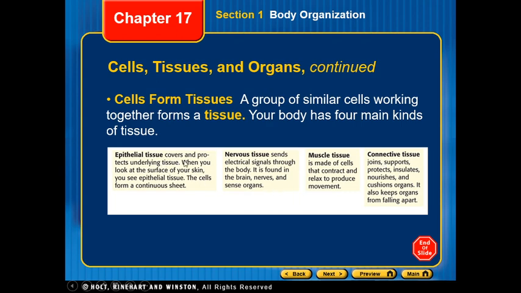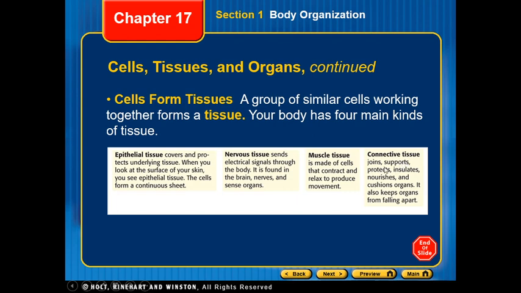Epithelial tissue covers and protects underlying tissue. When you look at the surface of your skin, you see epithelial tissue. The cells form a continuous sheet. Nervous tissue sends electrical signals through the body. It is found in the brain, nerves, and sense organs. Muscle tissue is made up of cells that contract and relax to produce movement. So the one that produces movement is your muscle tissue.